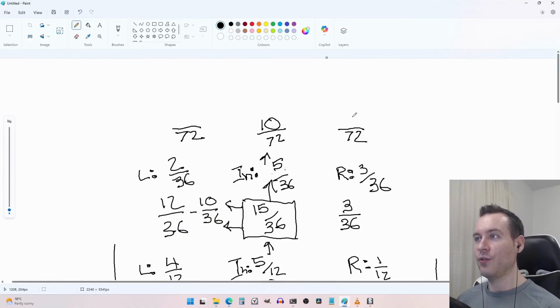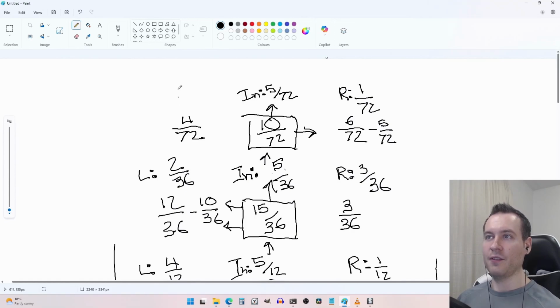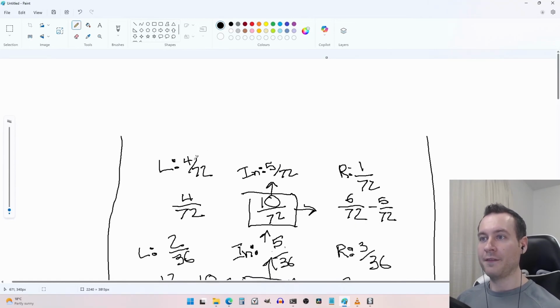3 times 2 is 6. 2 times 2 is 4. We'll be splitting half to the right. The new input will be 5 over 72. The right will be 6 over 72 minus 5 over 72. The new right will be 6 minus 5 is 1, 1 over 72, and carry this 4 over 72 for the new left target. Left is greater than right, so we'll split to the left.